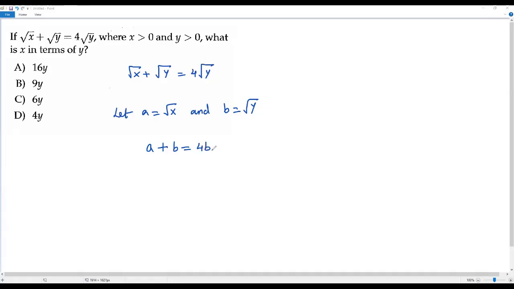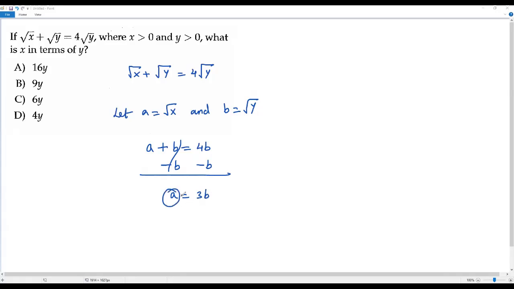Since our aim is to solve for x, now we have to solve for a because a contains x over here. Once I am done with solving for a, I can replace a by this original expression and solve for x in terms of y. Now let's solve for a in this equation. For that, we have to get rid of this positive b. So let me subtract b from both sides. When I do so, this positive b and negative b will cancel out. I am getting a equals 4b minus b, which is 3b. Now I got the value of a in terms of b.